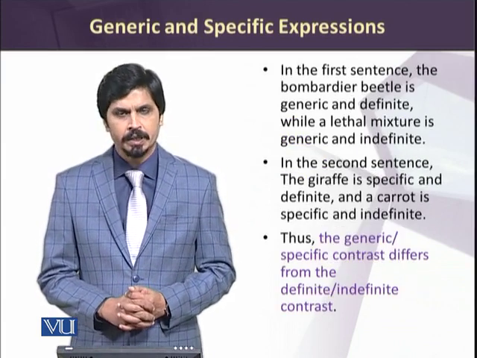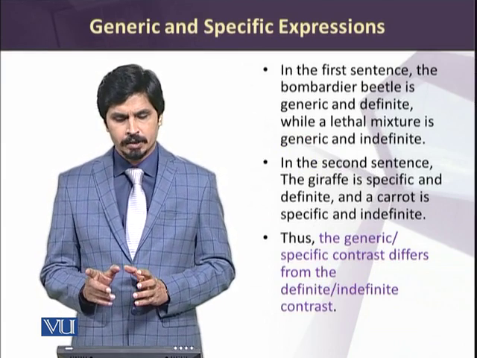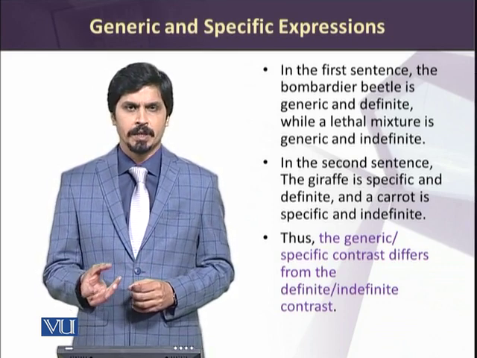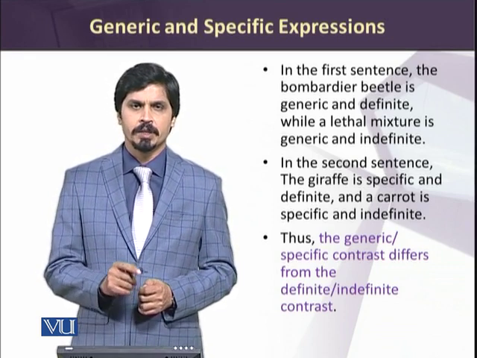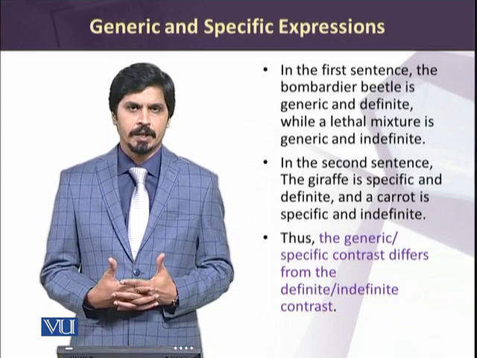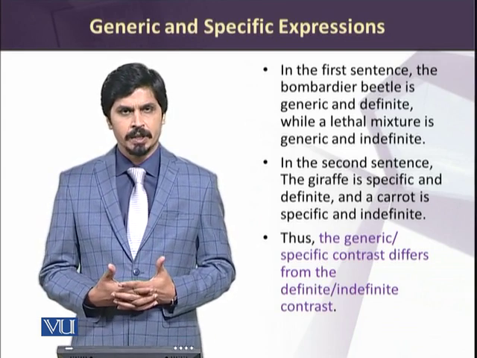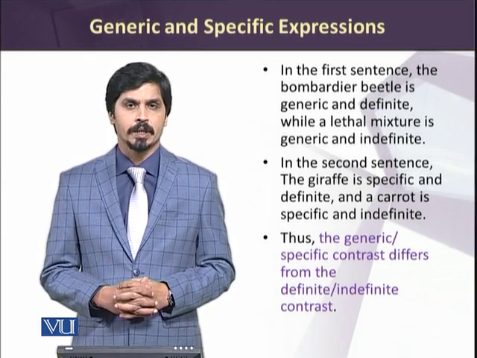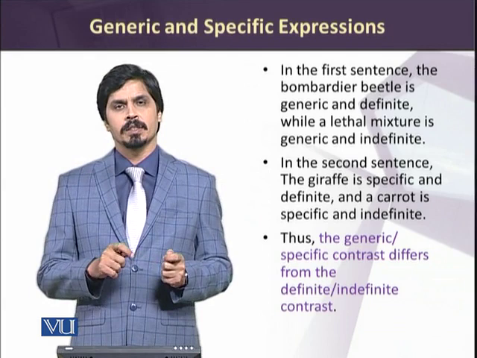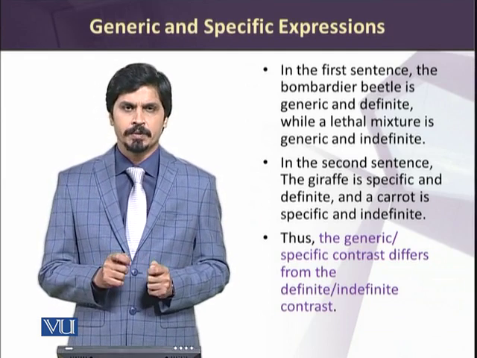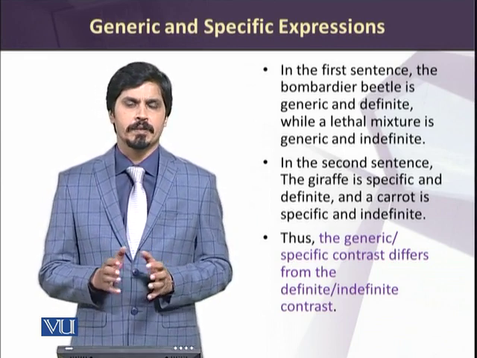In the first sentence, we can see that bombardier beetle is generic and definite, because it's about a definite entity, while a lethal mixture, which is being associated with the bombardier beetle, is generic and indefinite. In the second sentence, which is about the giraffe, giraffe is specific and definite, and a carrot is specific but indefinite. So from here we can understand that the contrast between generic and specific is quite different from the contrast between definite and indefinite expressions.